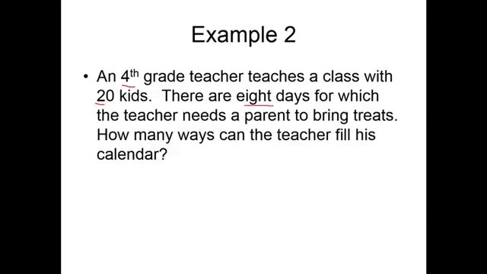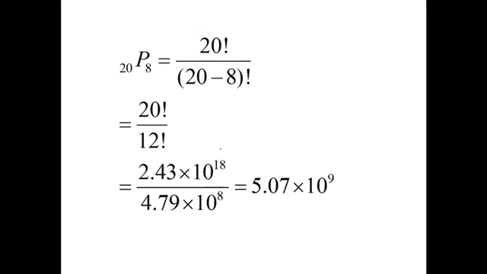Example 2. A 4th grade teacher teaches a class with 20 kids. There are 8 days for which the teacher needs a parent to bring treats. How many ways can the teacher fill his calendar? Well, again, it's permutation because assigning the dates to the parents is labeling. So you have 20 parents, 8 days to fill. So 20 factorial over 20 minus 8, 20 factorial over 12 factorial.